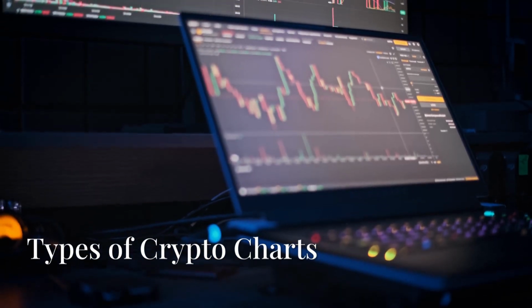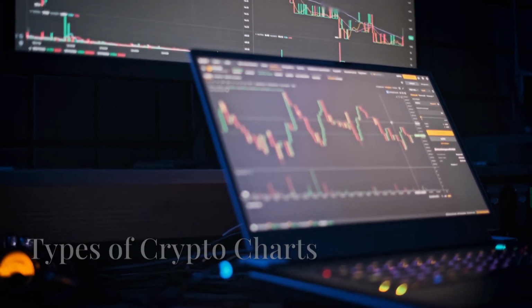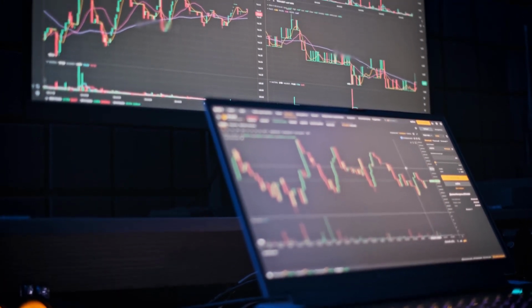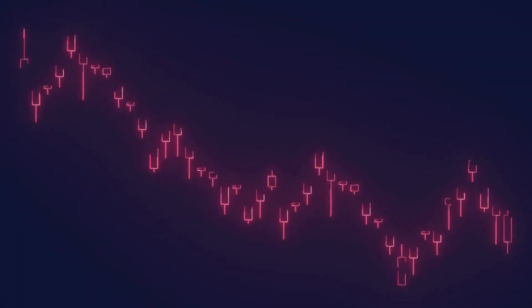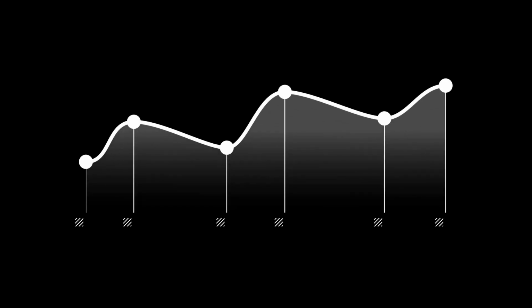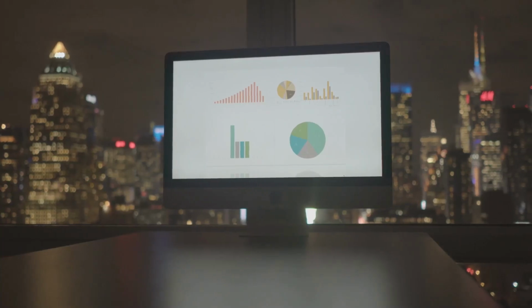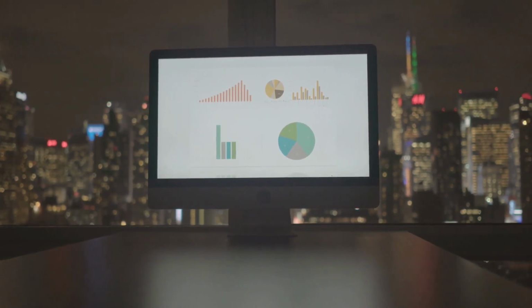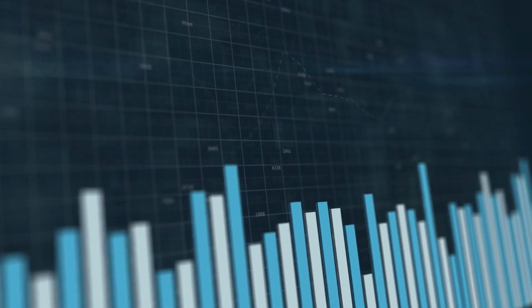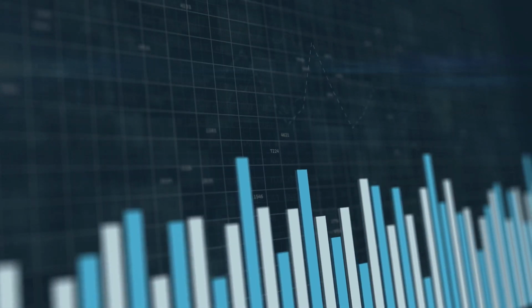There are 3 main types of crypto charts you'll come across, and each shows price data a little differently. First, the line chart is the simplest. It connects the closing prices over time, forming a smooth curve. It's clean and beginner-friendly, but it hides key information like price volatility. Second, the bar chart shows the opening, high, low, and closing prices for each time period. It's more detailed, but not very beginner-friendly and harder to read visually.